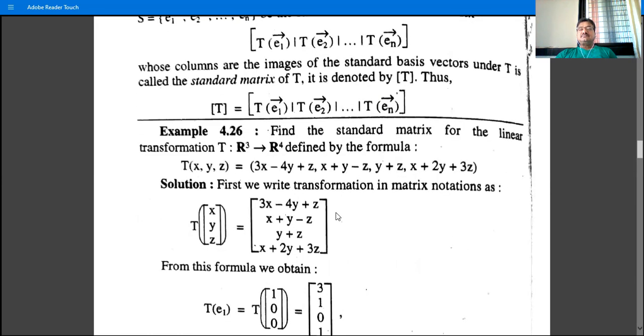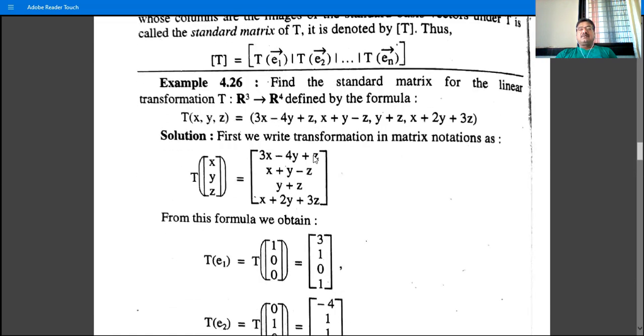So the question on this note: find the standard matrix for the linear transformation T from R3 to R raised to 4, defined by the formula T(x, y, z) equal to (3x - 4y + z, x + y - z, y + z, x + 2y + 3z). This is the linear transformation from R3 to R raised to 4. So this (x, y, z) is an element of R3, and the image of this (x, y, z) is an element of R raised to 4.